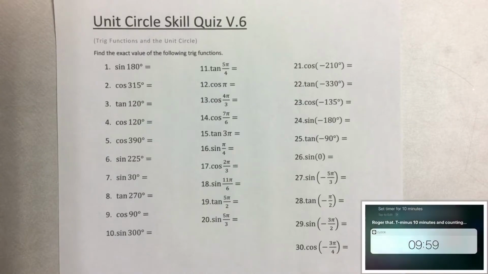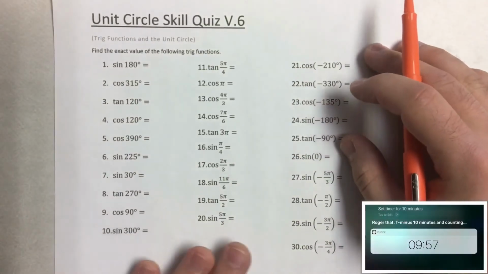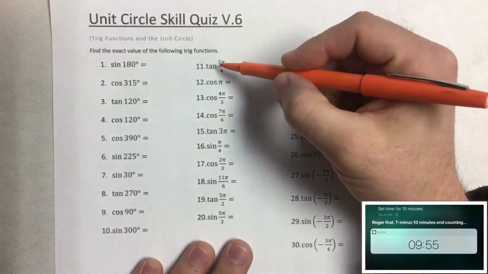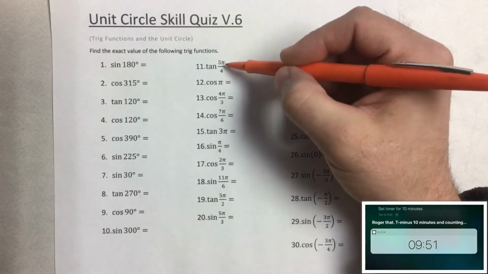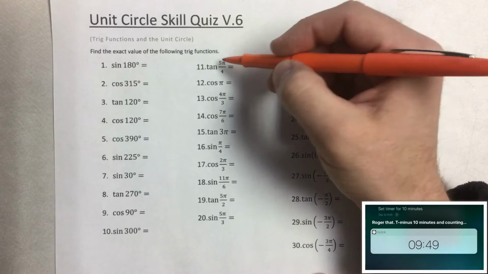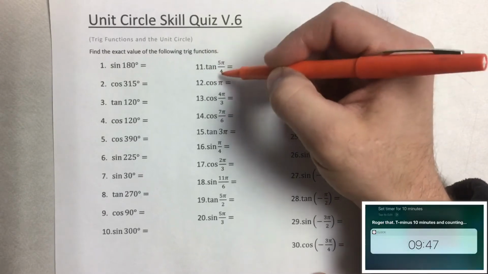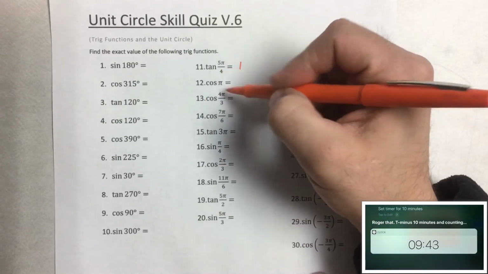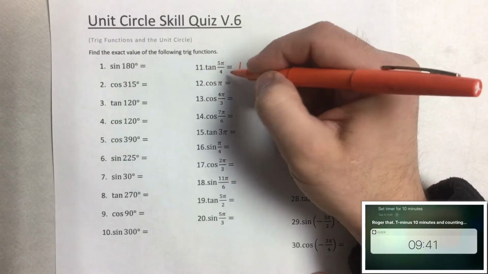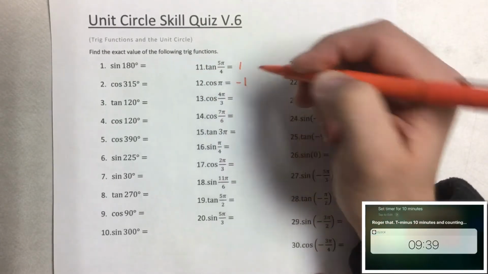Here we go. So starting with the radians, we know that tangent of any fourth is going to be 1 or -1, and it depends on the quadrant. So 5 pi over 4 is in the third quadrant where tangent is positive. So cosine of pi is on the left side of a unit circle, so that's -1.